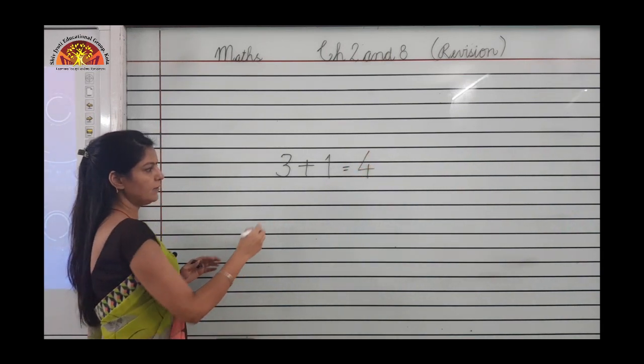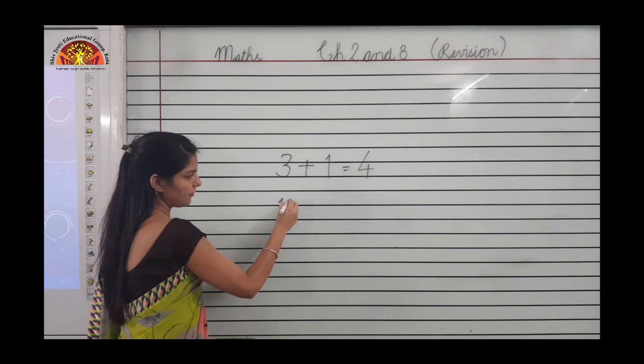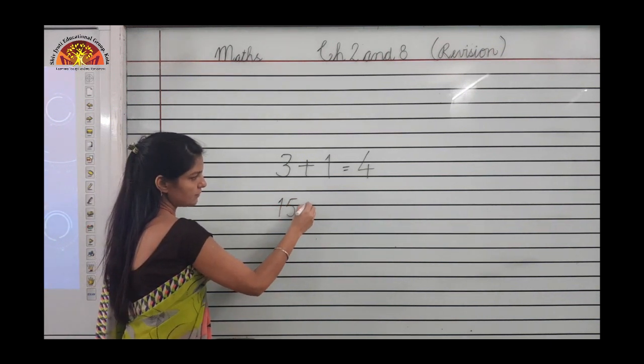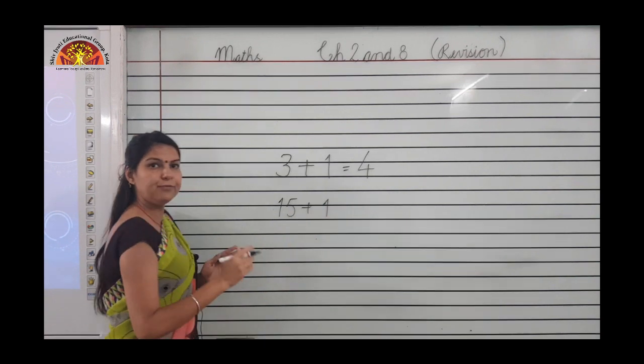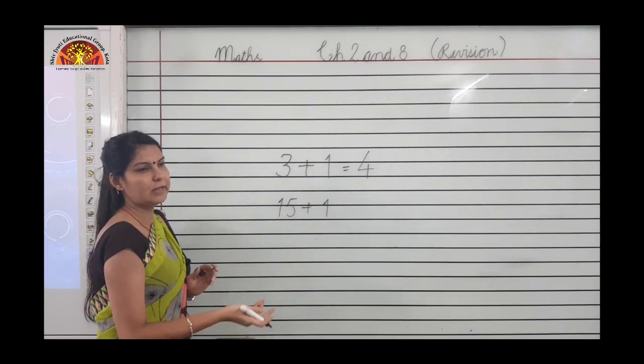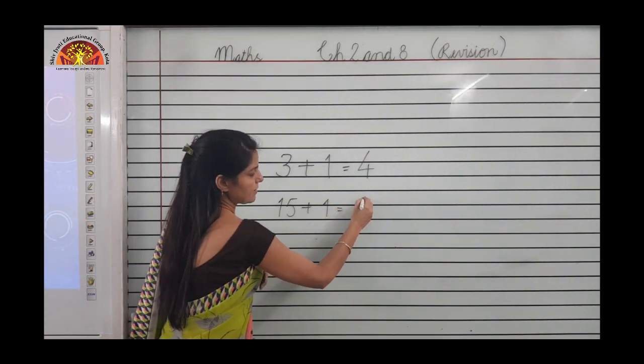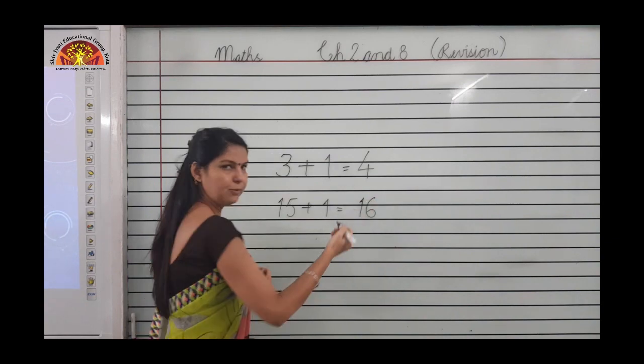Let's see one more example. When we are adding 1 and 15, then what will we get? We will get the next number of 15. This is 16. I hope you have understood.